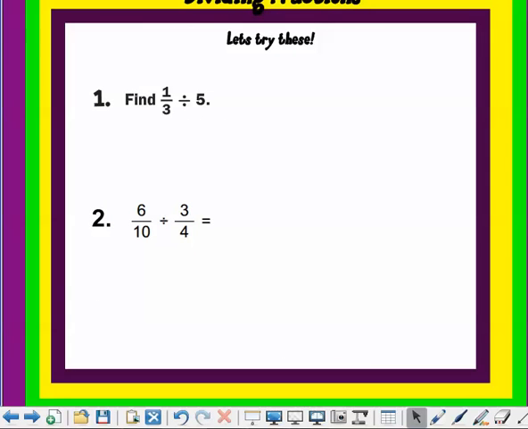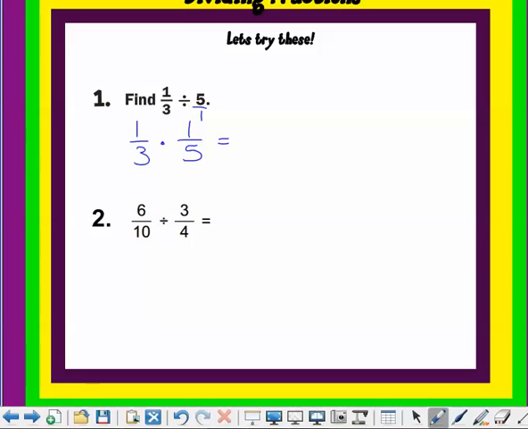So let's just do a couple of examples so we can see how this multiplicative inverse works. Our first example asks us to find 1/3 divided by 5. So we're going to take 5 and think about it as a fraction by putting it over a denominator of 1. And then we're going to use its multiplicative inverse. That gets us back to that multiplication of fractions process that we're already comfortable with. So we'll take 1/3. We're going to switch over to multiplication because, again, we're using the multiplicative inverse, or the reciprocal.